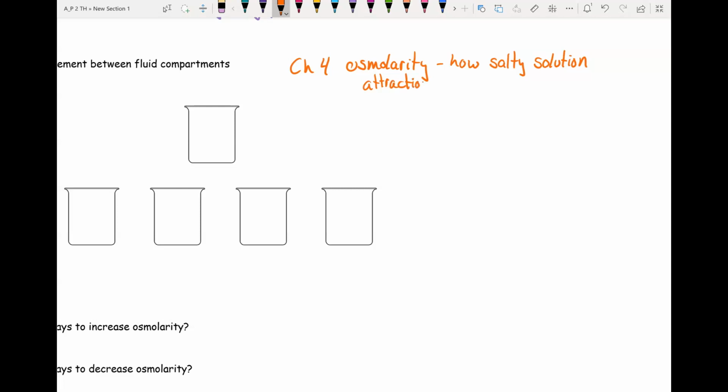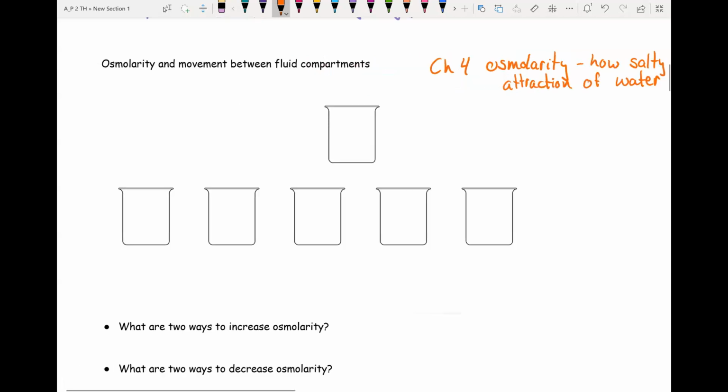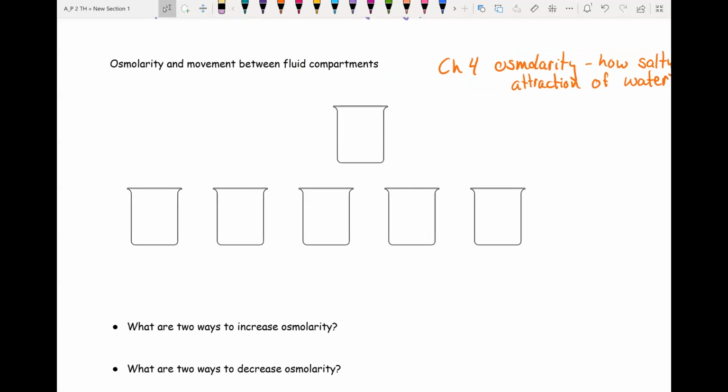So we're looking at the attraction of water. And remember back in chapter 4, you learned about isotonic, hypotonic, hypertonic, and how it's important to maintain that, because otherwise your cells would either shrivel up or explode because of the attraction of water in or out of them. So we're just first going to start off by looking at basic osmolarity.